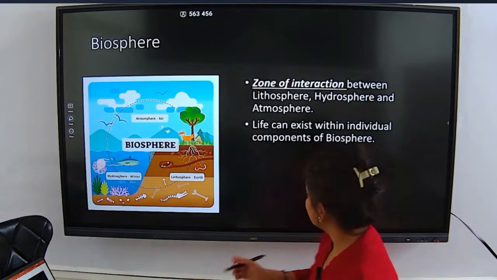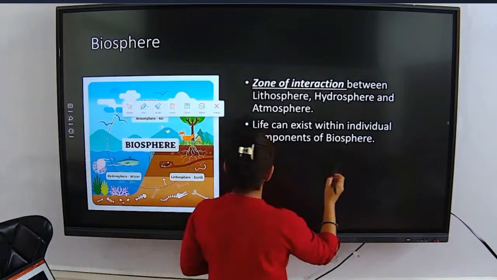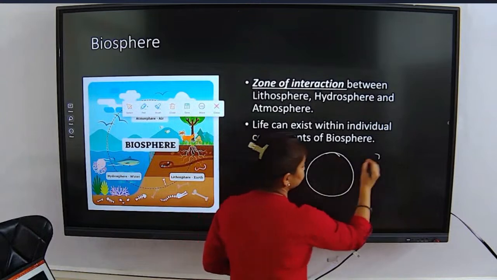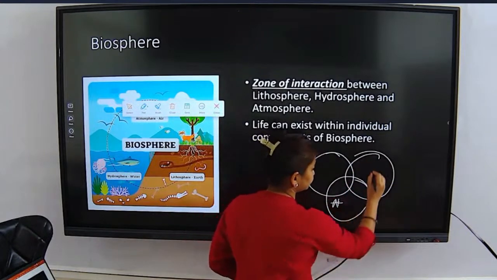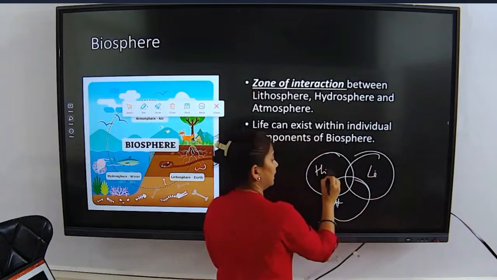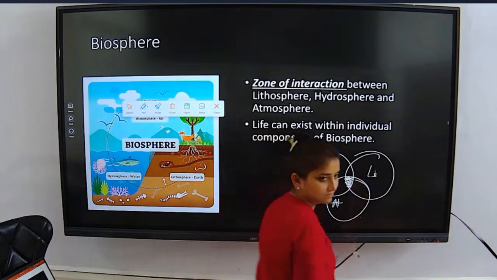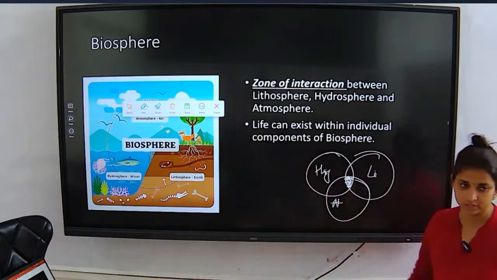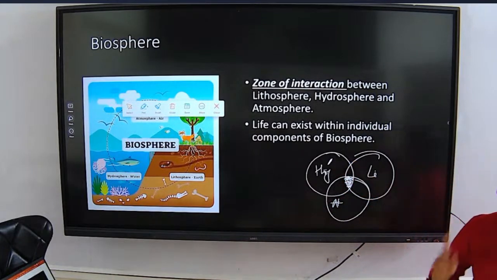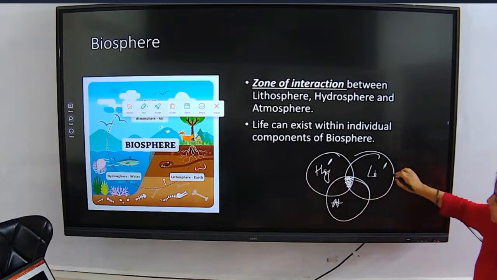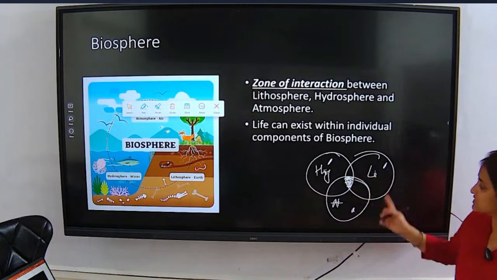See, I am asking you, there is this junction. Apart from this junction, there are three concentric circles here: lithosphere, hydrosphere, and atmosphere. I am telling you that all of us agree that life is existing here. For example, we are also living in this zone only. I am asking you for examples where life exists purely in hydrosphere, purely in lithosphere, and purely in atmosphere also.